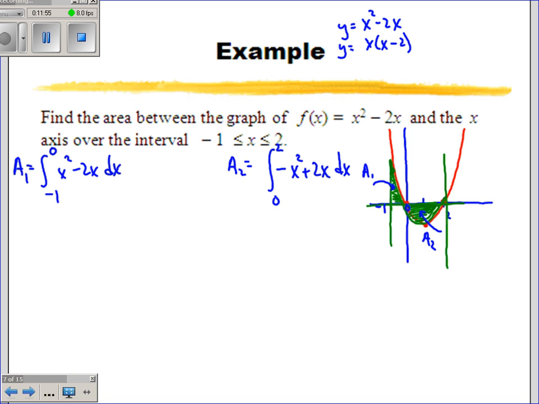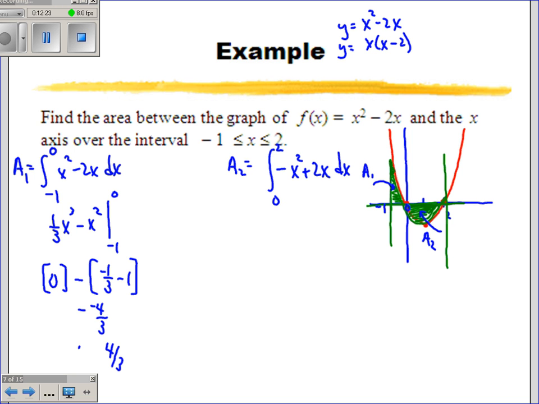So now, doing each of these separately, this is going to be 1/3 x cubed minus x squared, and I want to evaluate from -1 to 0. Put 0 into the whole thing, I'm going to get 0. And then minus what I get when I put -1 in, I'm going to get -1/3 minus 1. Okay, so now I'm going to have -4/3, so +4/3. So that's the A1.